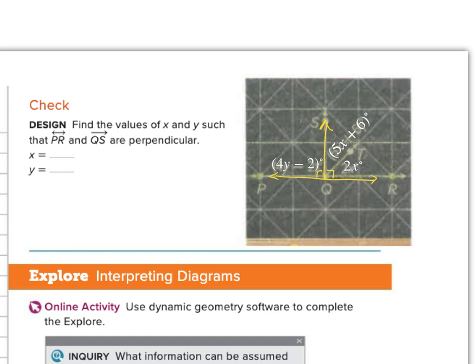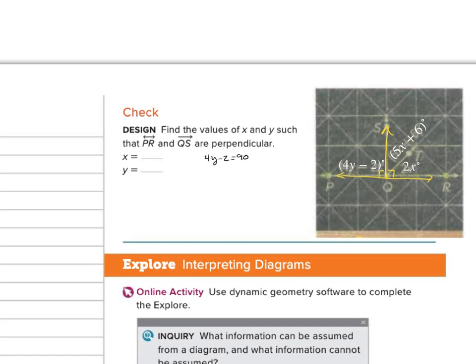So in order to find y, I got 4y minus 2 is equal to 90. In order to find x, I should have 5x plus 6 plus 2x equals 90. And those equations will give me the information that I need. I'll do the easy one first. Add 2 to both sides. 4y equals 92, divided by 4, y is equal to 23, I think.